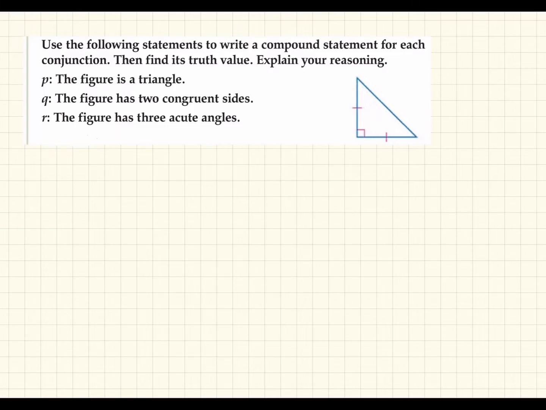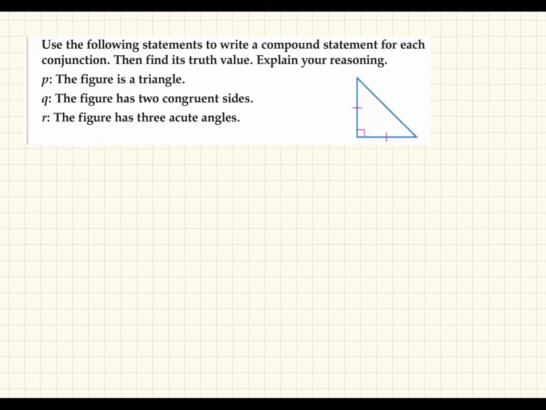Let's take a look at an example of some statements, and we'll worry about the compound statement and conjunction in a moment. Right now, the figure on the right looks like a triangle. It looks like two sides are equal, and it looks like we have a 90-degree angle in there, so this looks like an isosceles right triangle. Let's evaluate some statements associated with that triangle. Oftentimes we will use letters like P, Q, R, etc. as shorthand for our statements.